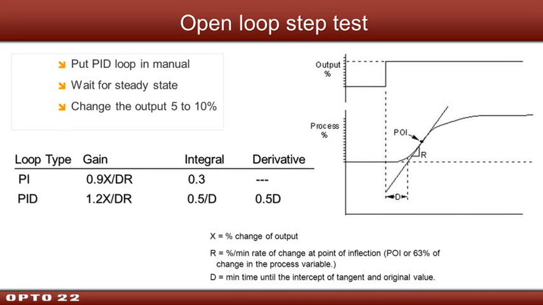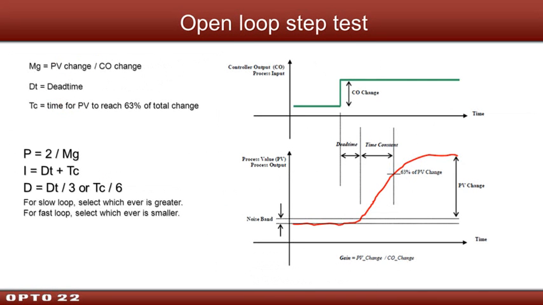Because the open loop step test is so popular, I've just taken another example here. This one doesn't involve the tangent, and so you might prefer to use this. I've used both the tangent method and this method and found both to be effective. Depending on the curve, it would depend on which method that I personally would use. So this one's a little easier because we're just looking at the process variable change versus the controller output change is going to give us our measurement gain.